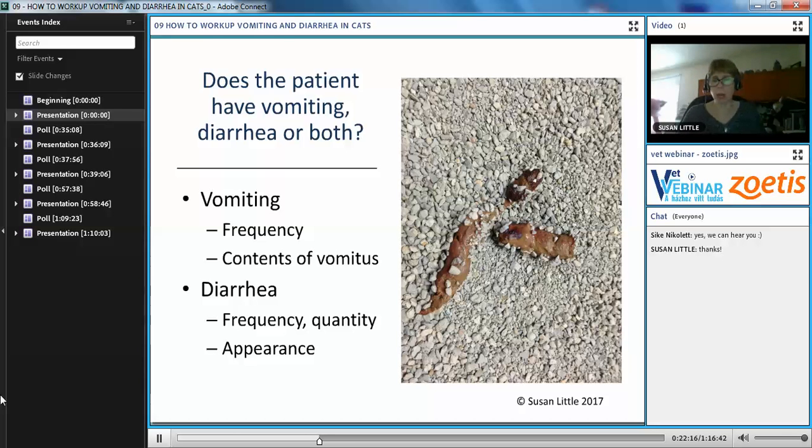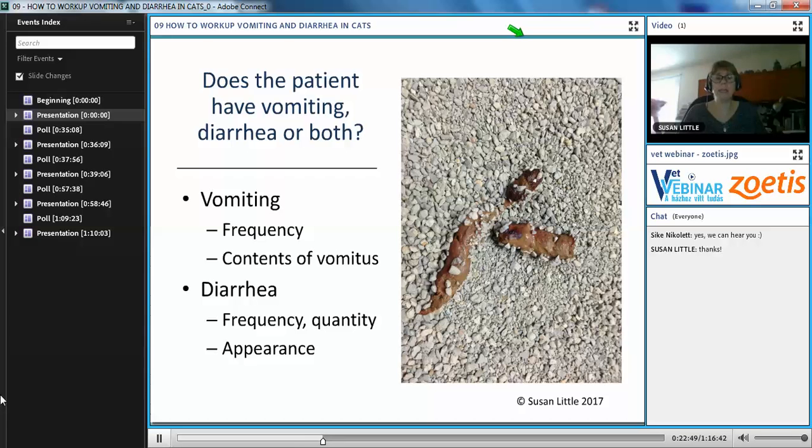So we'll want to get information from the owner, like how long has the vomiting been going on and what's the frequency? Is it every day? Is it multiple times a day? What are they vomiting? Is it hair? Is it food? Is it pieces of a foreign body? So they chew and swallow something. With the diarrhea, again, the frequency, the quantity. So is it a large amount, a small amount? What's the appearance? Is there blood? So, for example, you can see there's a little bit of blood in this photo.